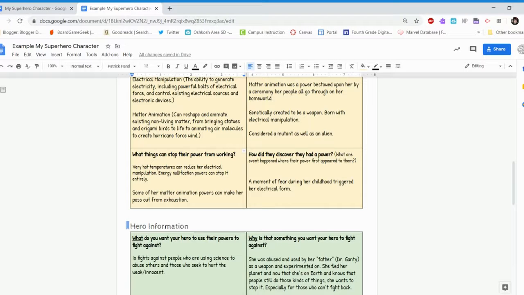Okay. And then for the last box, how did they discover they had a power? Well, for her electrical form, there was a moment during her childhood that triggered her electrical form. And then, as I mentioned above, her matter animation, she knew she had that power because she went through a ceremony on her home world. And then the first time she used it, it worked. So I would also maybe put that information there.